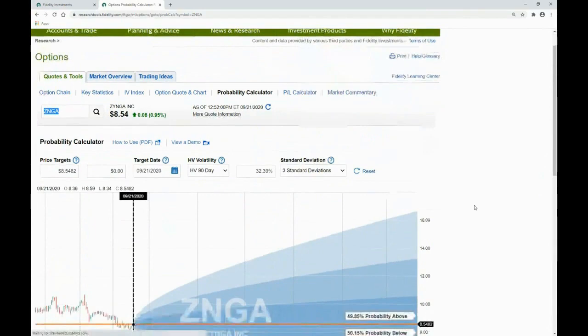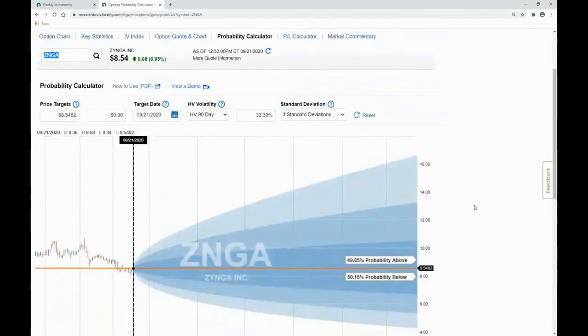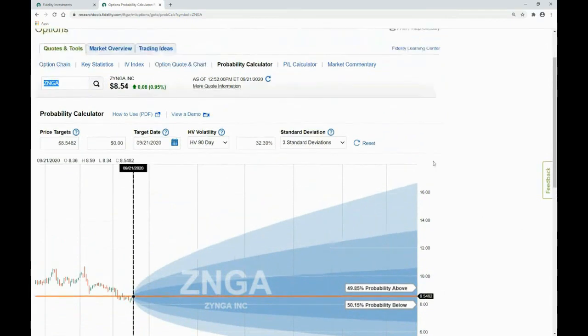You're trading options now. We should definitely be familiar with the Quotes and Tools tab, as well as the market overview and the trading ideas. In the Quotes and Tools, here's our probability calculator. And Jacob, why don't you just walk us through this probability calculator here?